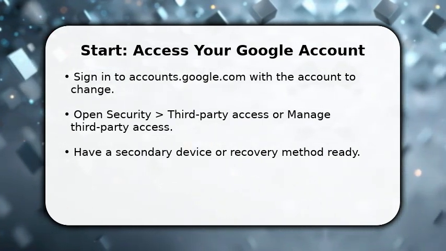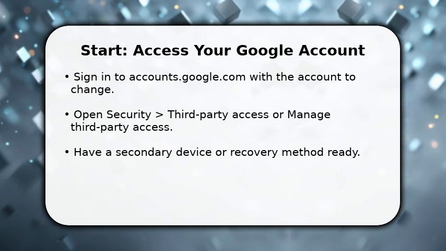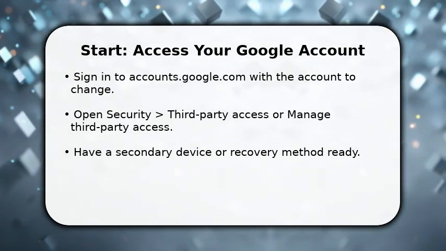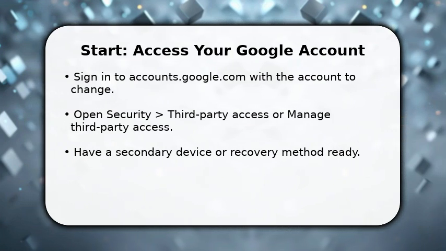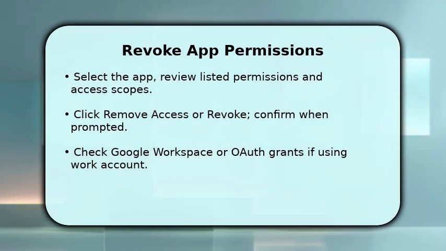Make sure two-step verification or a recovery phone is available. It speeds verification if Google asks. Now identify the app you want to remove and prepare to revoke its access immediately. You'll now remove the permissions.